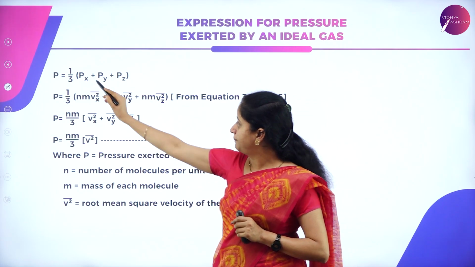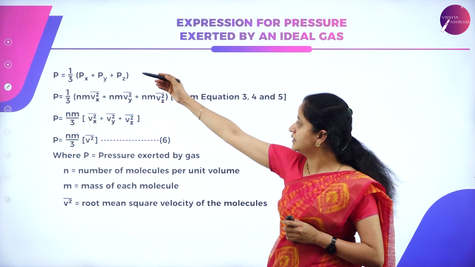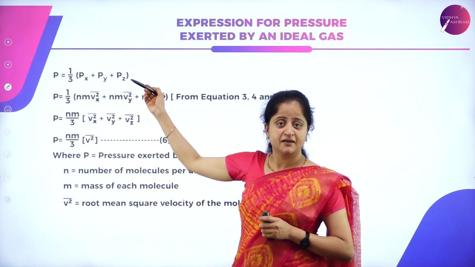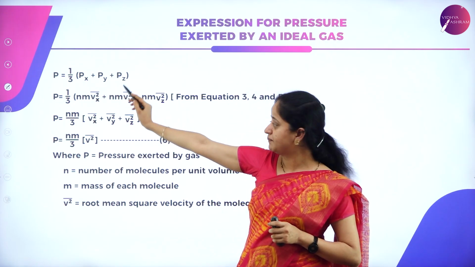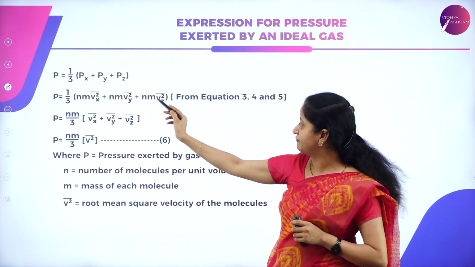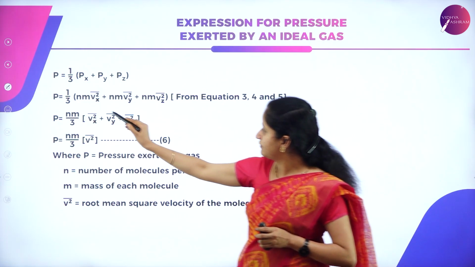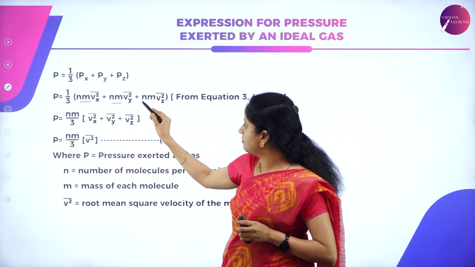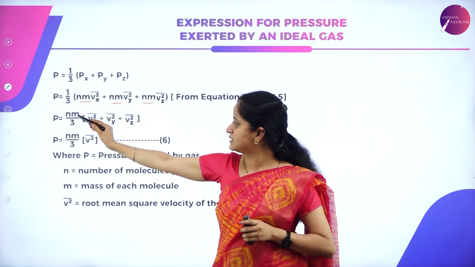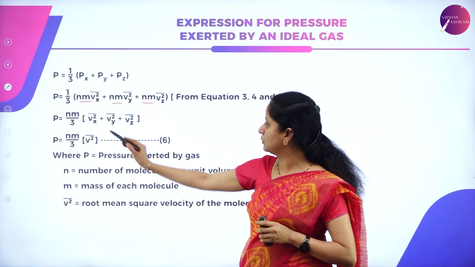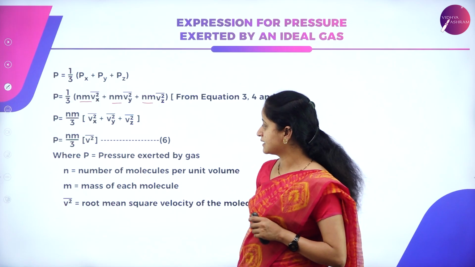Now what is Px? We have derived here, it is nmvx square. So let us substitute all the terms for Px, Py and Pz respectively. We get P is equal to 1 by 3 into nmvx square plus nmvy square plus nmvz square, from the previous equations. Now here we can see that nm is common in all the terms. So take this outside. I can write it as P is equal to nm divided by 3 into vx square plus vy square plus vz square, the remaining terms inside the brackets.